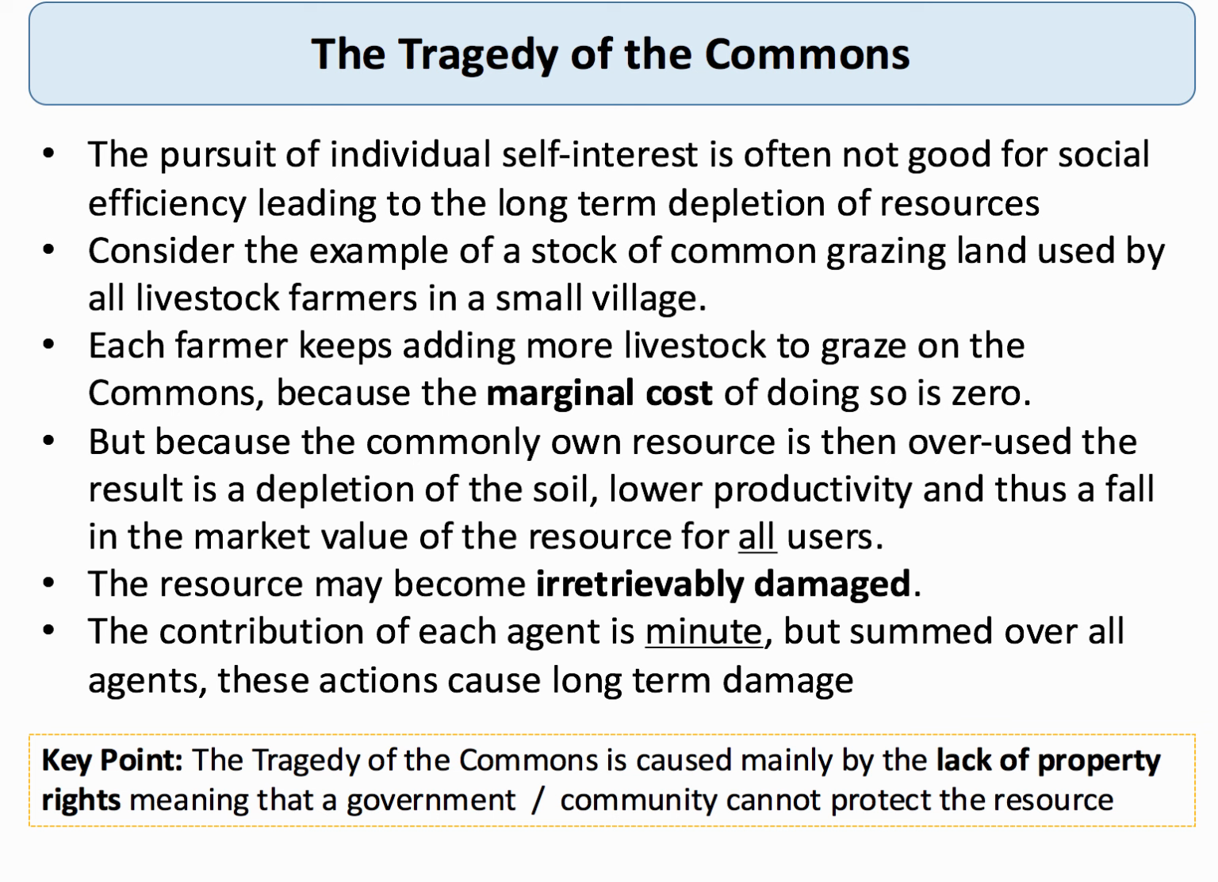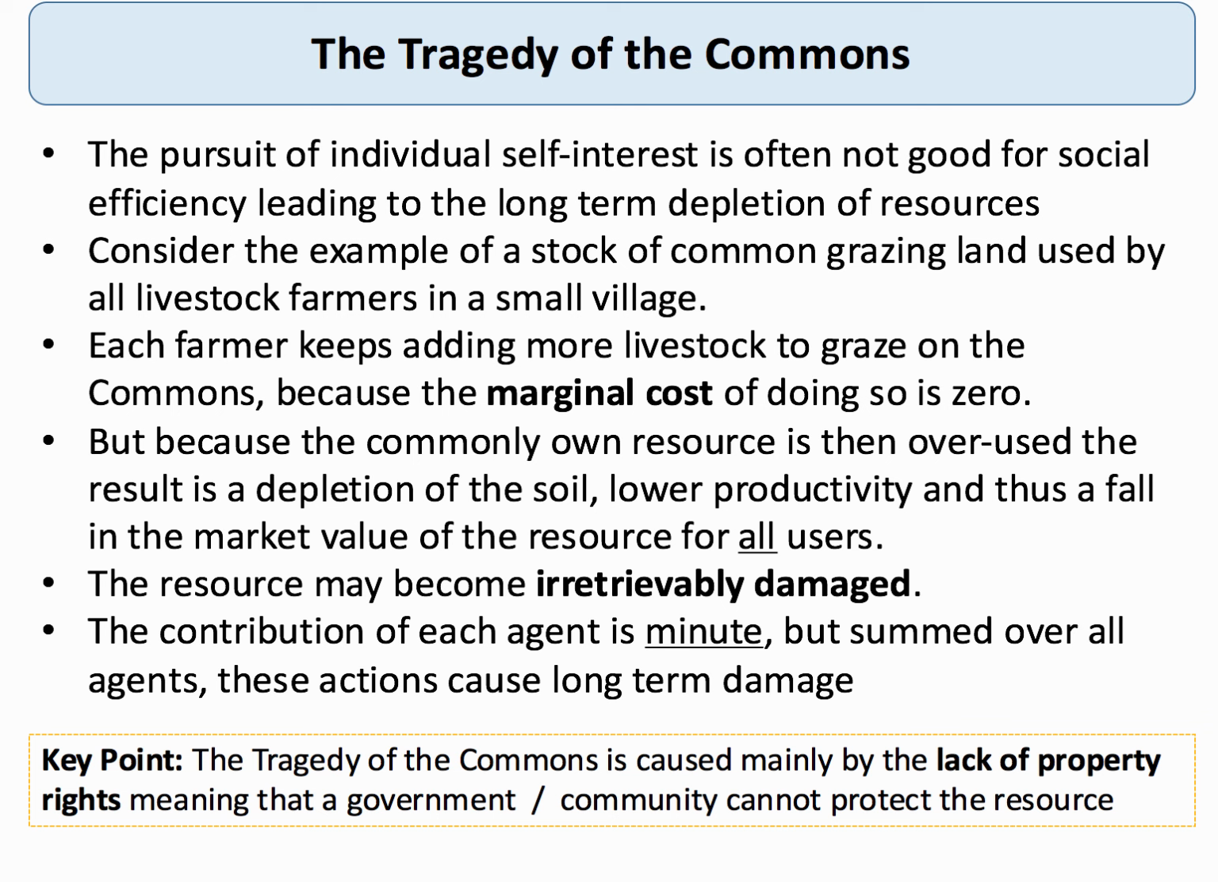Consider, for example, the basic idea of a stock of common grazing land that might be used by all farmers in a village. If each farmer keeps adding more of their livestock to graze on the commons, they can do this because the marginal cost of that is zero. But once each person adds more livestock to the grazing land, that can lead to a depletion of the soil, a fall in yields from the resource, and ultimately lower productivity, and that can feed through to a fall in the market value of the resource for all users.